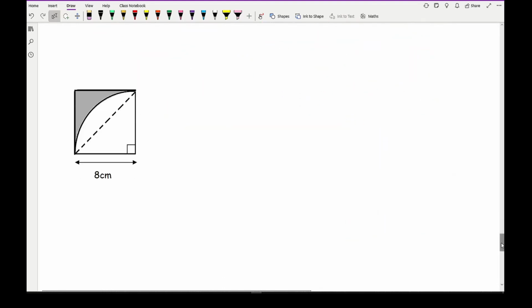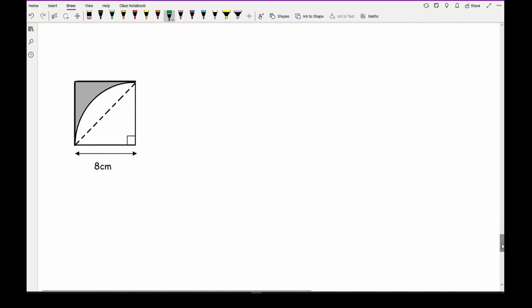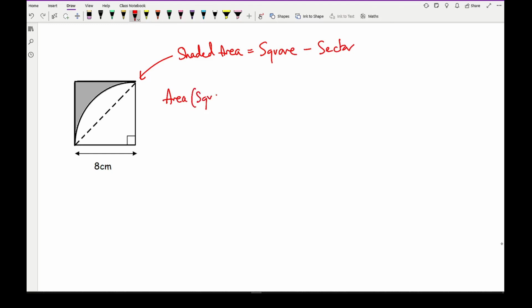So moving on to our next question here. To work out the shaded area, it's the big shape take away the smallest. And here I've got a sector and I've got a square. So here it's going to be the square minus the sector. Now the area of the square is simply going to be 8 times 8, which is 64, and that's going to be centimetre squared.